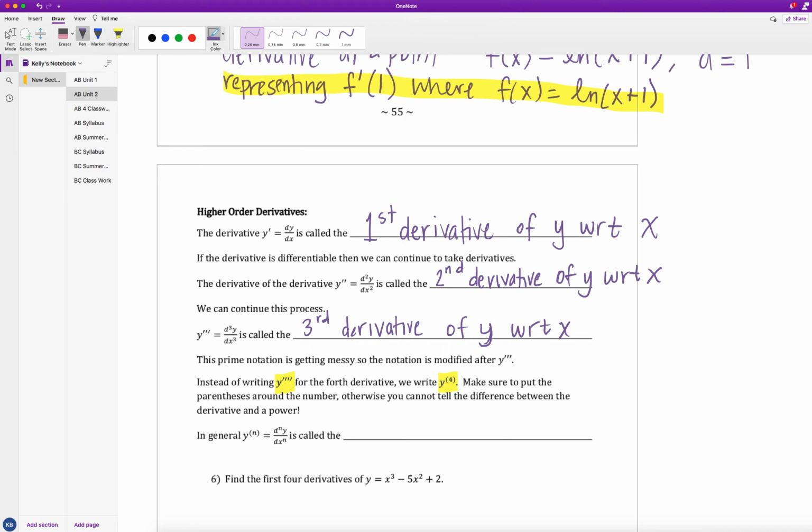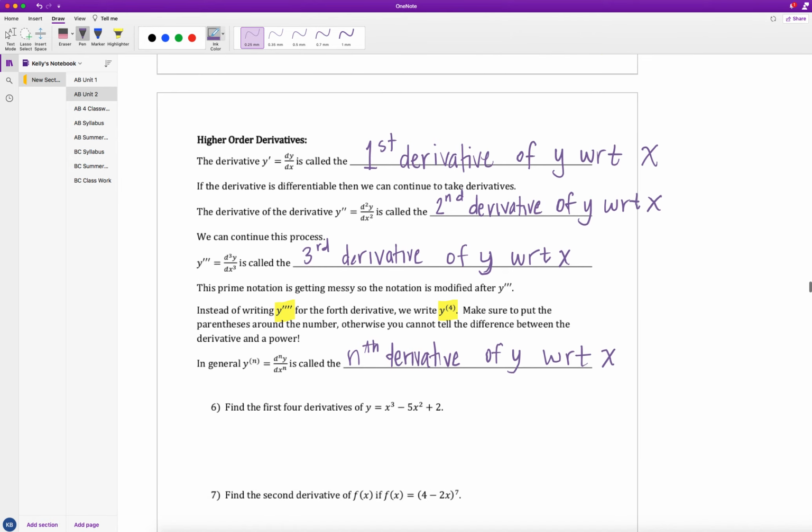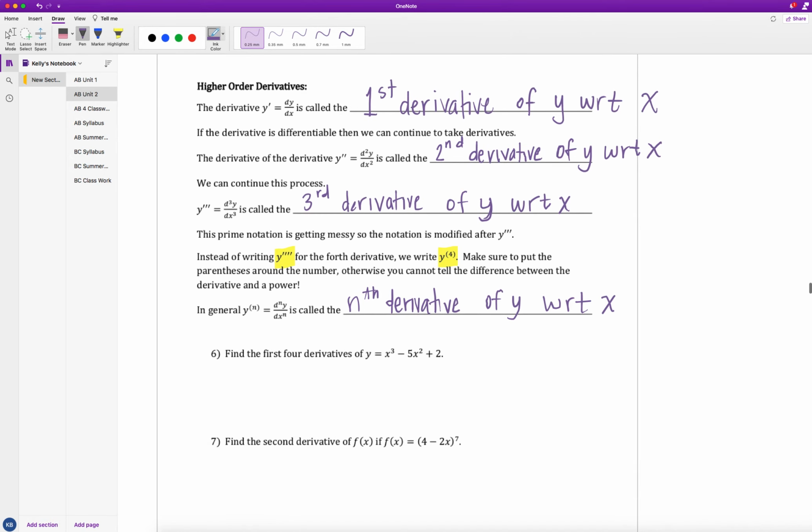So in general, if I have y to n primes, or the nth derivative here of y, this would be the nth derivative of y with respect to x. So this process can continue on for however many derivatives we may need to find, or however many derivatives they're asking us for. Let's look at our first couple examples for these.